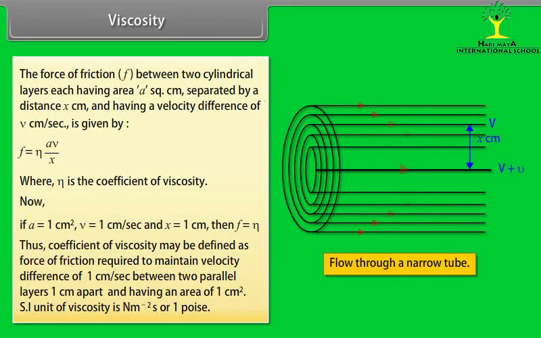Thus, coefficient of viscosity may be defined as the force of friction required to maintain a velocity difference of 1 centimeter per second between two parallel layers 1 centimeter apart and having an area of 1 centimeter square. SI unit of viscosity is Newton second per meter square or 1 poise.